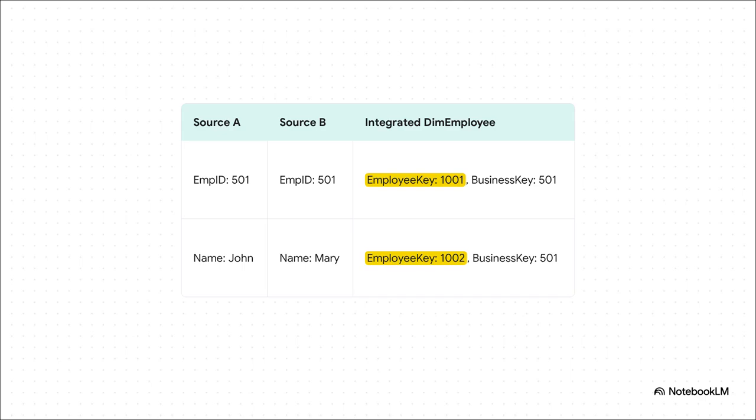Now, if you tried to use that business key as your main ID, the system would freak out. The second record for employee 501 would fail to load because of a key collision. But with a surrogate key, no problem at all. John from source A gets his own unique key, say employee key 1001, and Mary from source B gets her own unique key 1002. They can both live happily ever after in the same table, and we still know what their original business keys and sources were.